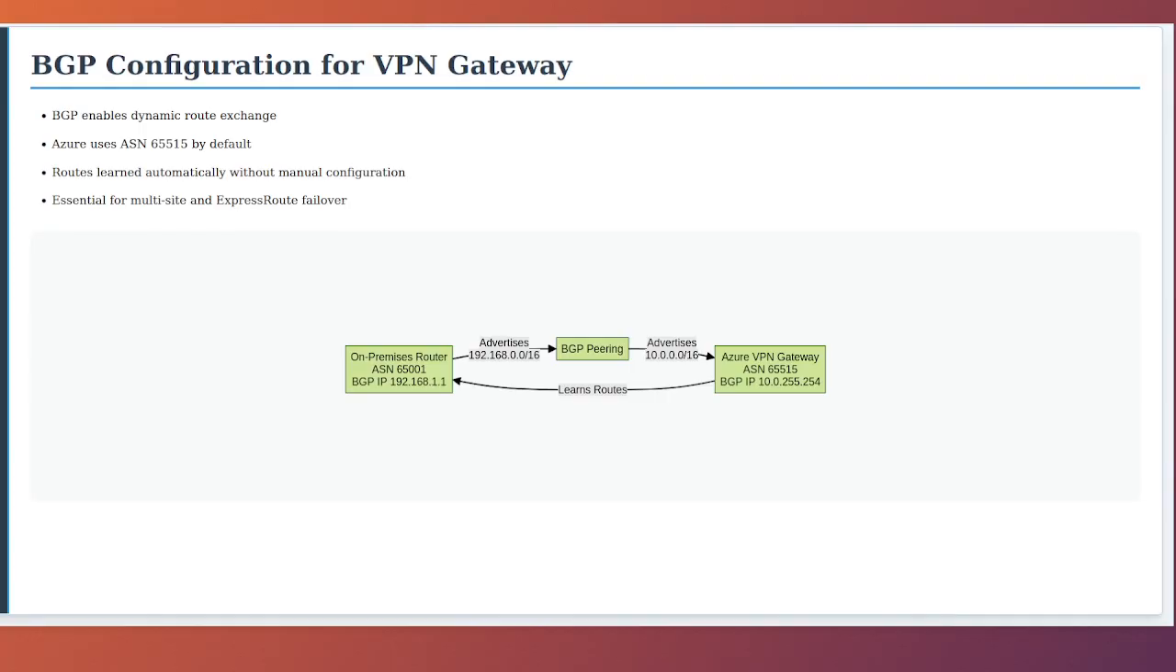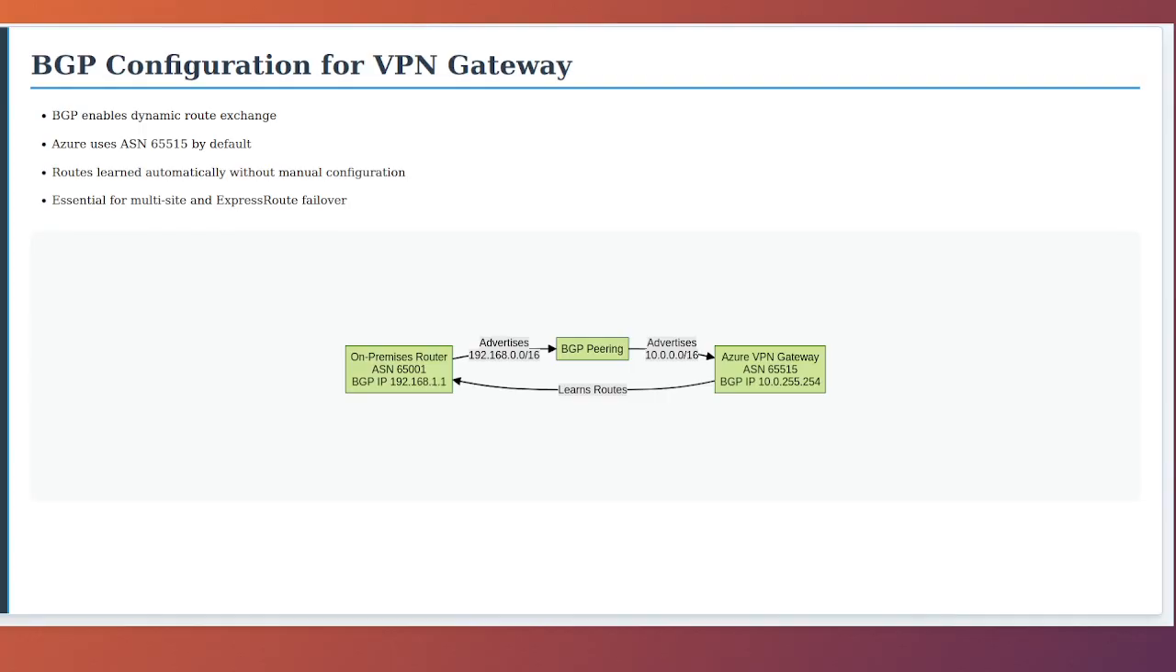It advertises the prefix 10.0.0.0/16 representing the Azure Virtual Network address space to the on-premises router. The bidirectional arrows show route advertisements flowing in both directions, with each side learning the other's networks dynamically.